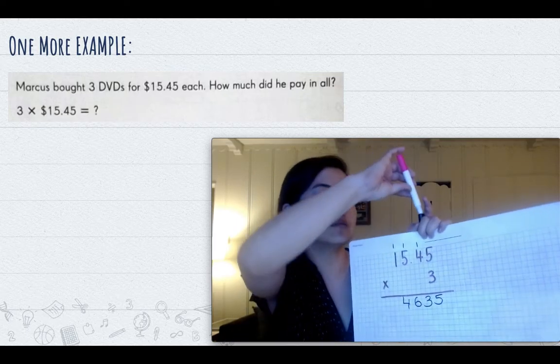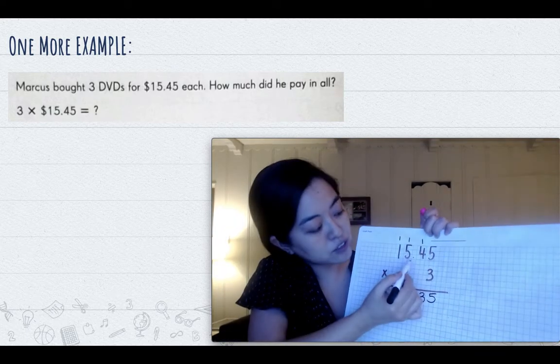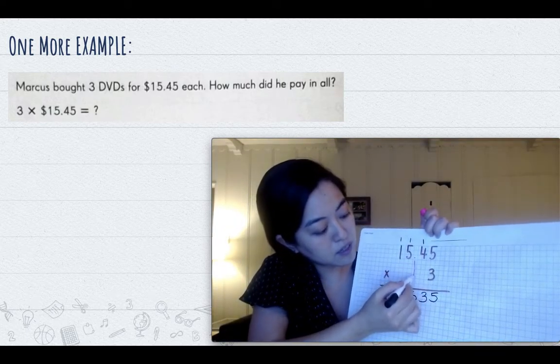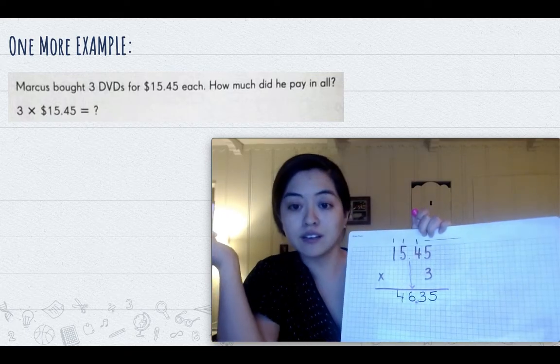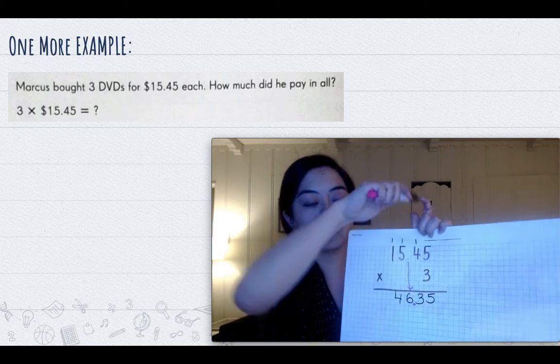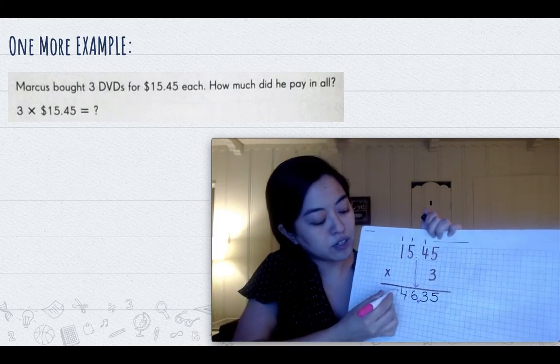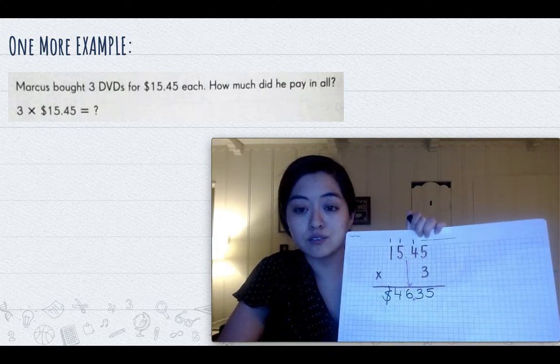Where do we put the decimal point? Well, we're going to just drop it straight down here. So it should go here. Okay? And so Marcus paid $46.35 total for his 3 DVDs.